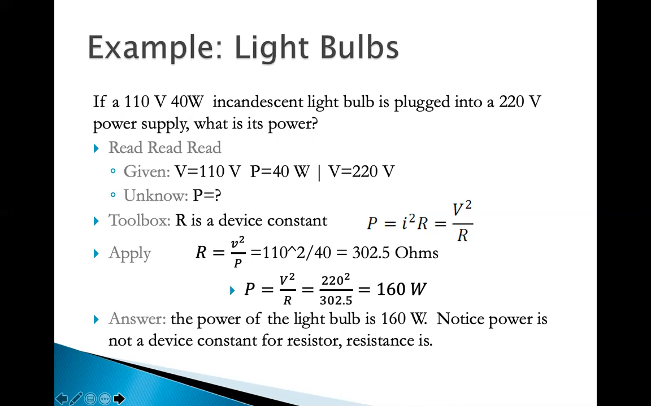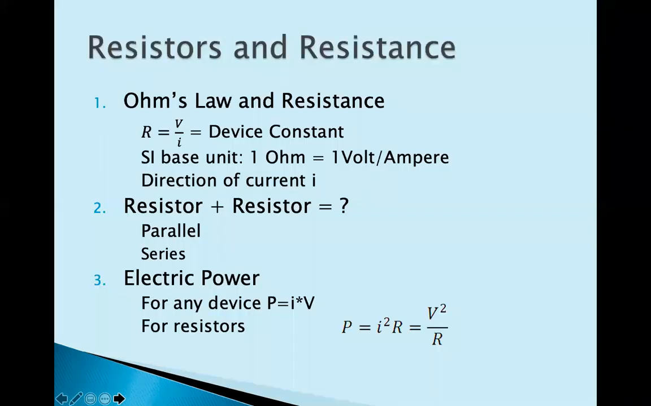So you can see the wattage, or the power of a light bulb, is not its device constant. The device constant for a light bulb is resistance. In summary, we introduced 3 topics: Ohm's law and the resistance, resistor combination, and electric power.